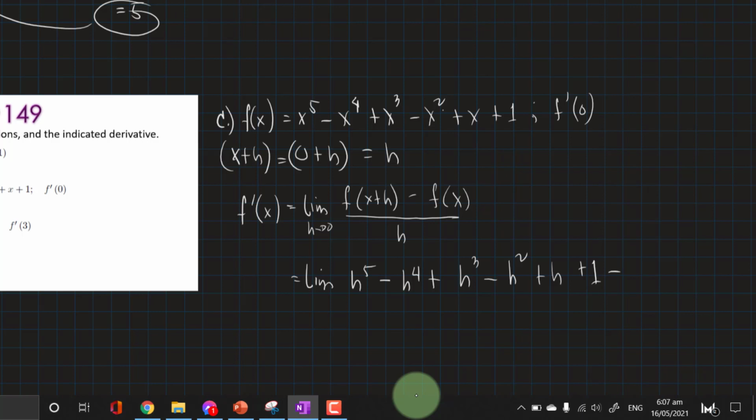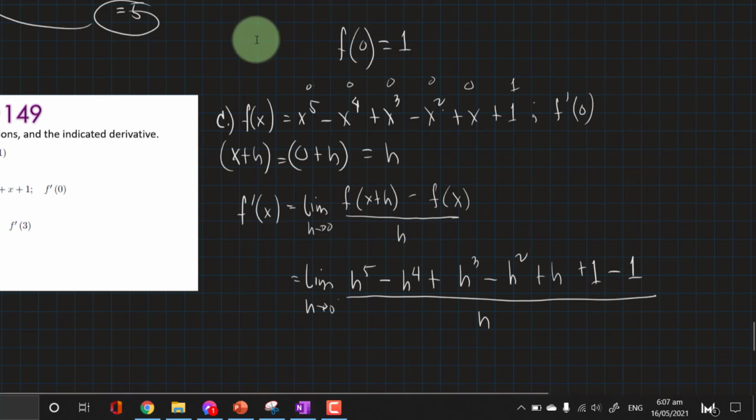Kunin natin yung f of 0. Ano yung f of 0? Kung kunin natin yung f of 0, ito magiging 0 na to, kasi lahat ng ito papalitan natin ng 0. So, 0 na to. Ito 0 din. 0, 0, 0. This is 1. So, ang sagot dito is 1. F of 0 is equal to positive 1. So, minus 1, all over h as h approaches 0. Then, we continue.